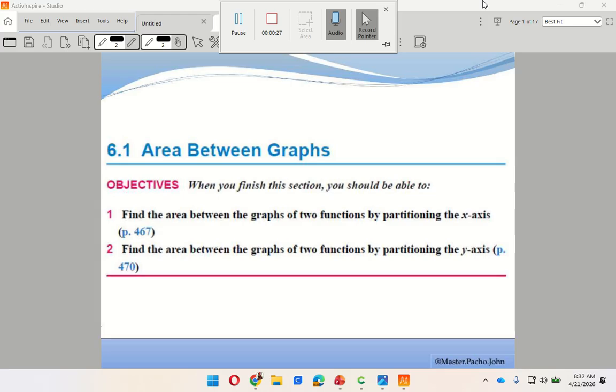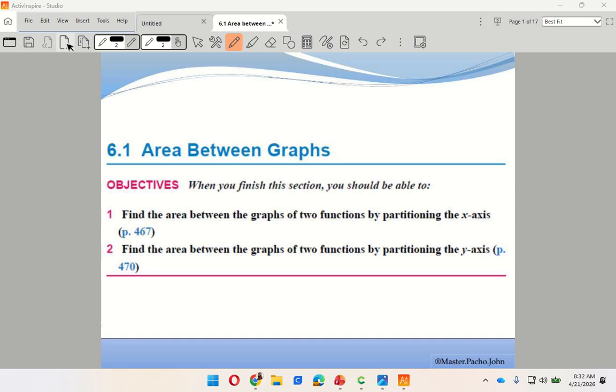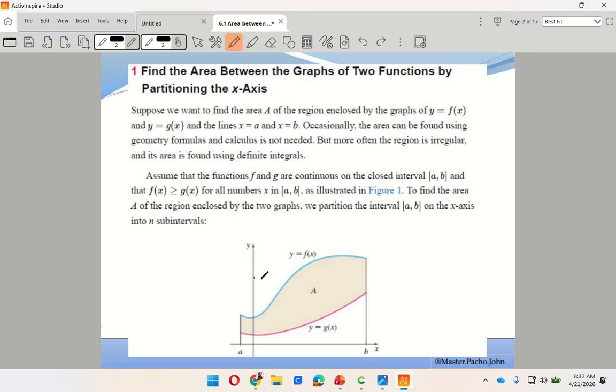So anyway, area between graphs. Now, some of these things are actually pretty easy. If you notice right here, we have two graphs. We have y equals f of x, which is the blue line, and y equals g of x, which is my red line, or pink line in this case. And we're finding the area in between the two graphs. When you're finding the integral, you're actually finding the area under the curve. So the blue line goes all the way down to the x-axis here. The red line also goes down to the x-axis here.